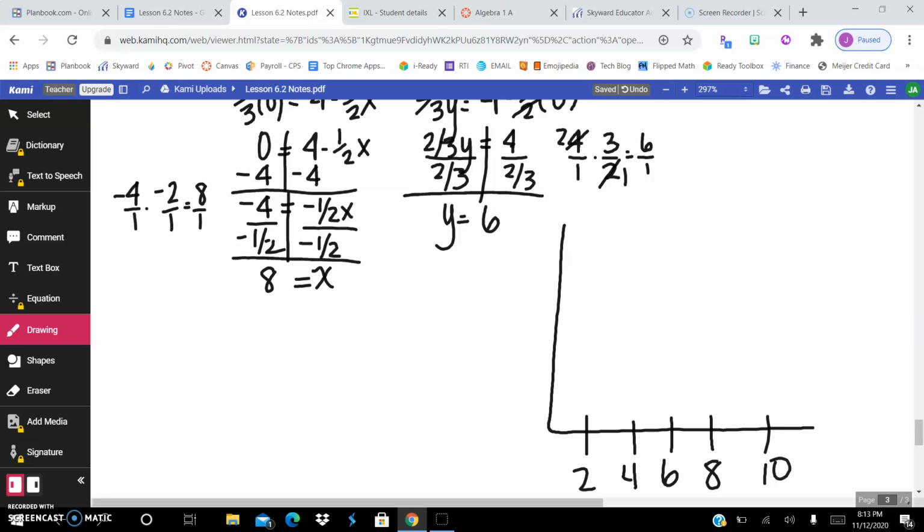I go by 2's, x is 8, so on the x-axis 8, and then 2, 4, 6, 8. Our y-intercept is +6, and then we can connect those and make our line through them.